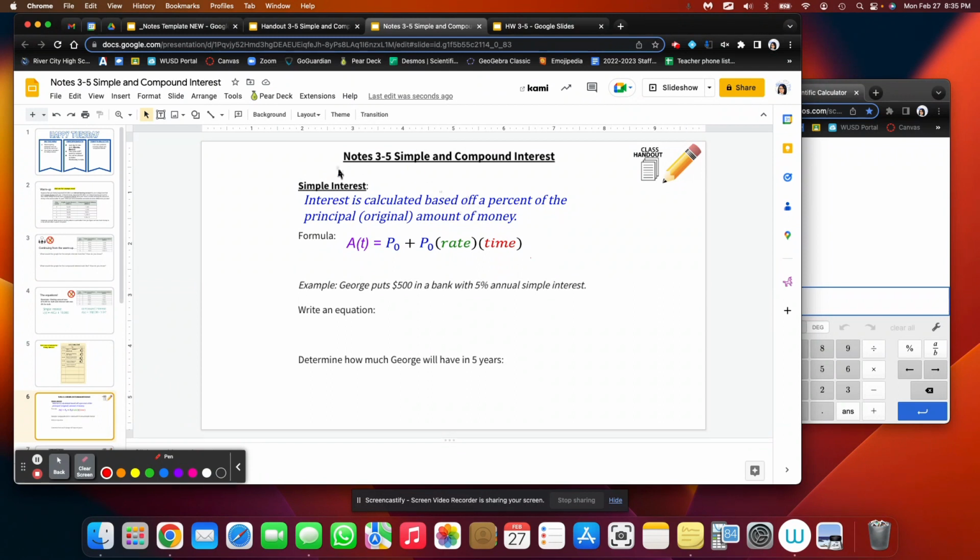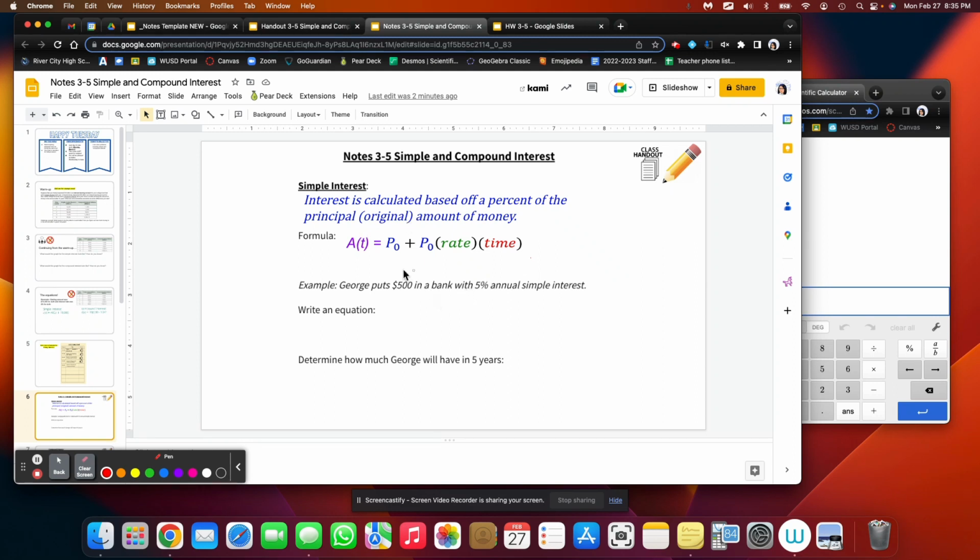So simple interest is a type of interest where it is calculated based off the percent of what's called the principal, or the original amount of money. So basically you put money in an account and the amount of interest that is earned each year is based only off of the original amount that you put in the account.